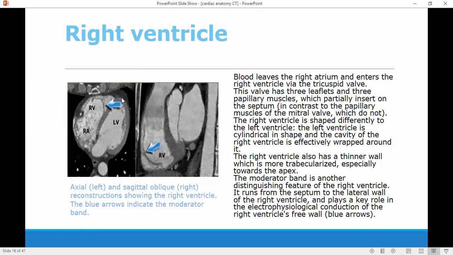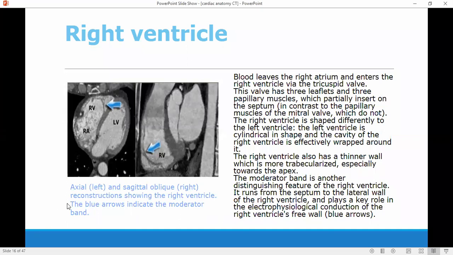We have 3 papillary muscles in the tricuspid valve: anterior, posterior, and septal papillary muscle, with septal, anterior and posterior leaflets. Of the mitral valve, we have no septal papillary muscle, just anterolateral and posteromedial papillary muscles.